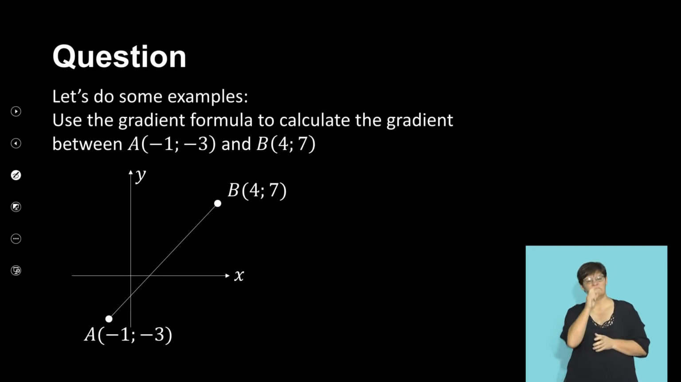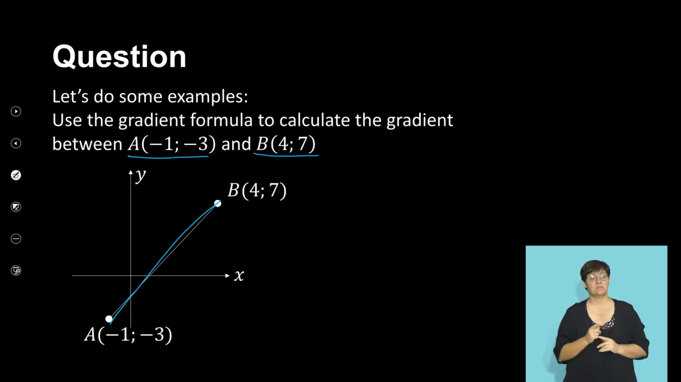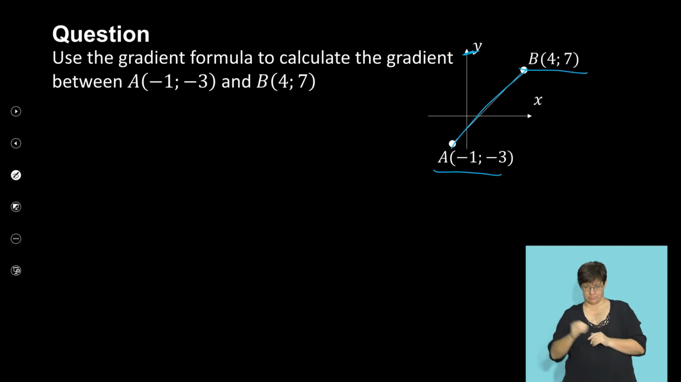Here we can see they ask us to calculate the gradient between A and B. And again, what is the gradient? They're just asking us, what is the steepness of this line? What we're going to be doing is using the formula. Here I've got the same line and the same points. I've just put the sketch in the corner so that I've got a little bit more space to work.